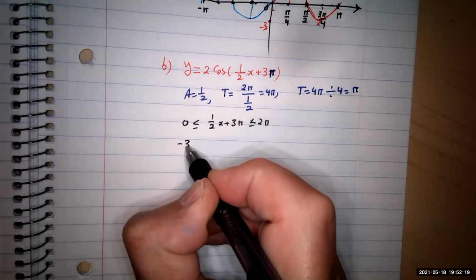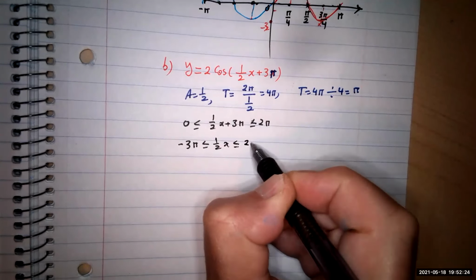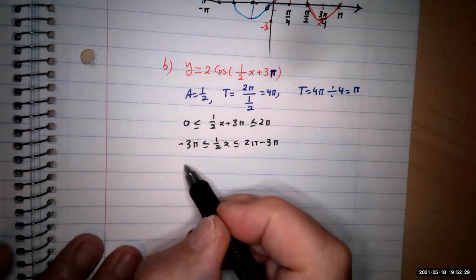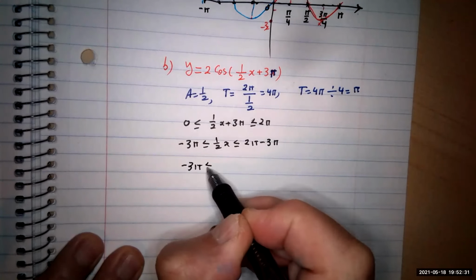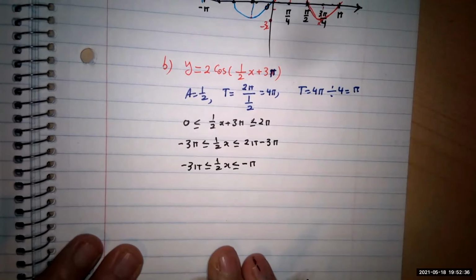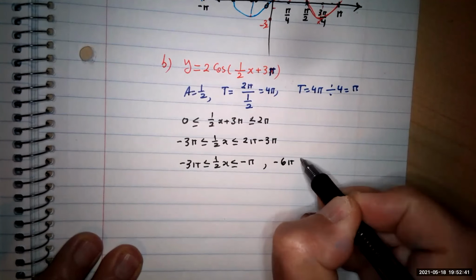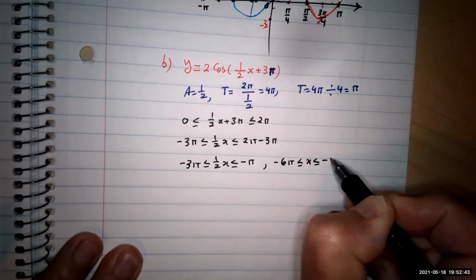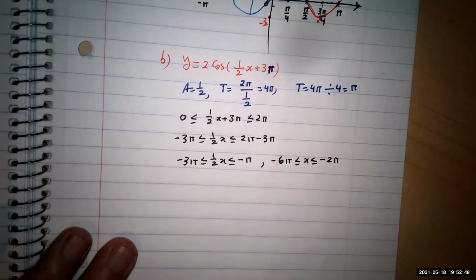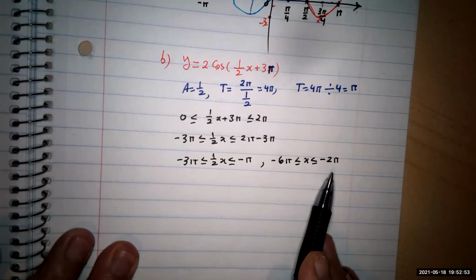So subtract 3 pi, which gives 1/2 x between 0 minus 3 pi and 2 pi minus 3 pi. That gives you negative 3 pi less than or equal to 1/2 x, less than or equal to pi. You multiply by 2, so that gives negative 6 pi less than or equal to x, less than or equal to negative 2 pi. So this would be one period of this graph, between negative 6 pi and negative 2 pi.